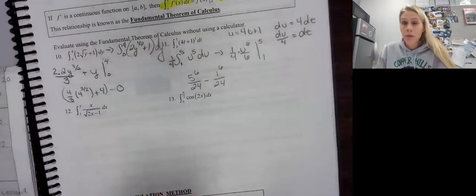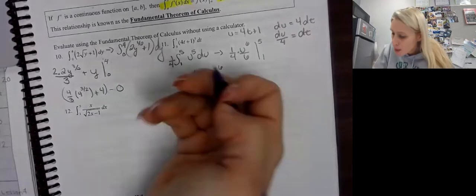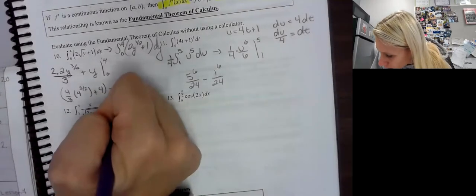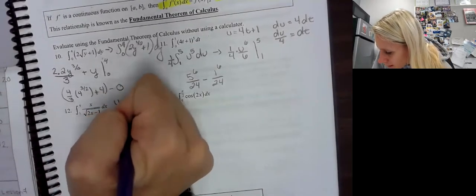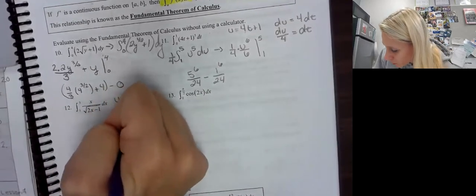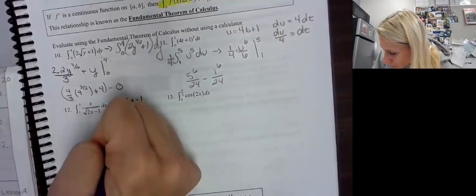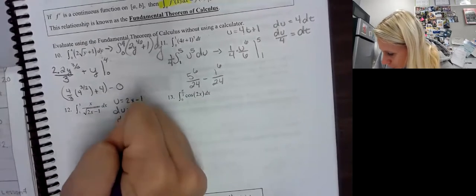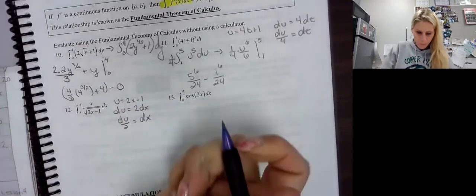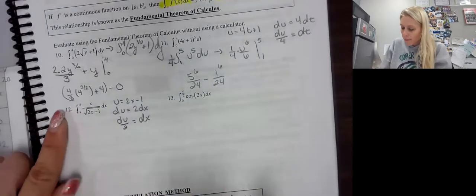So my u, remember the u is always under, it's the more complicated one, the one that's under the square root. So we're going to have u equals 2x minus 1, which means our du equals 2 dx. Solve for dx, so du over 2 equals dx. Okay, got to be careful though, right? Because that 1/2 comes out front.